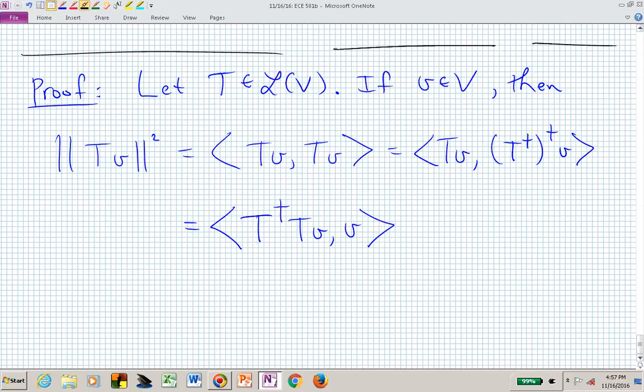And what do we know about any operator T dagger T? Well, to get to this point, this equality was just the adjoint definition. But now, what do I know about T dagger T as an operator? Do I know anything about T dagger T?